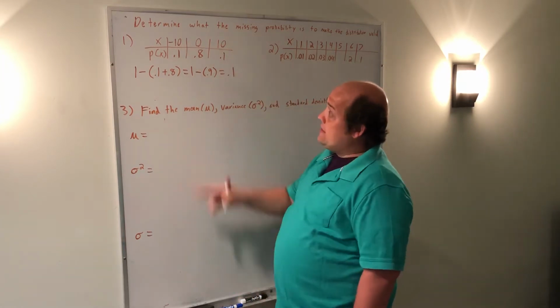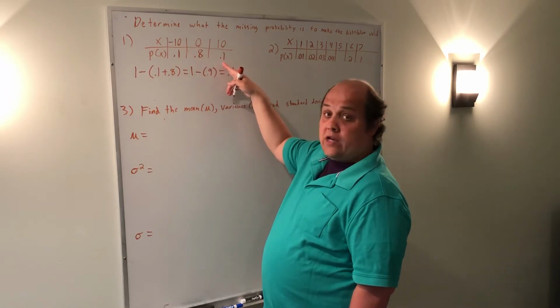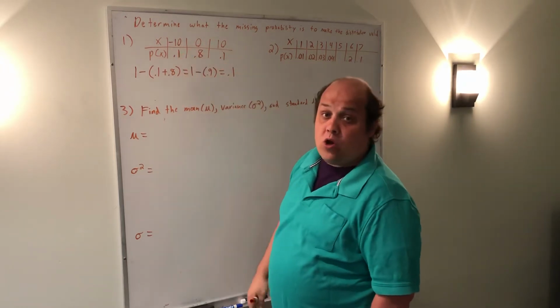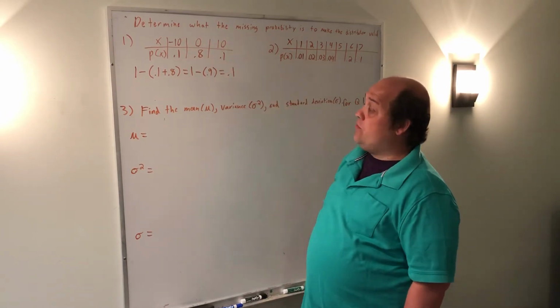That way, when we add these together, 0.1 plus 0.8 is 0.9, plus 0.1 is 1. All the probabilities add to 1. All the probabilities are between 0 and 1. This is a valid discrete distribution.